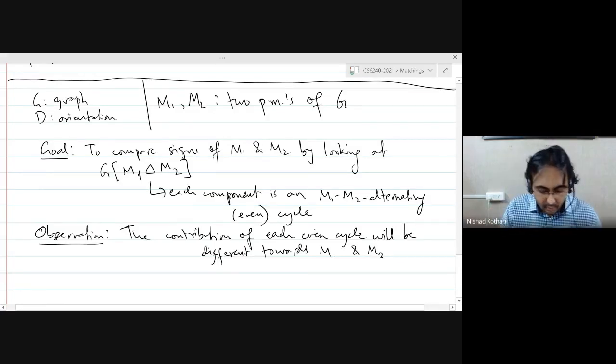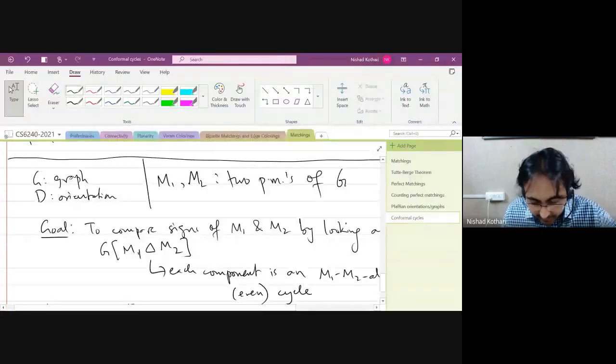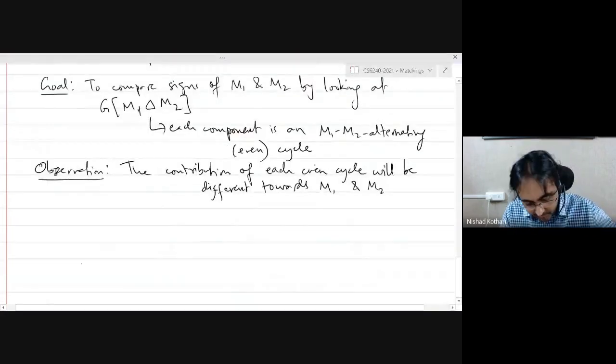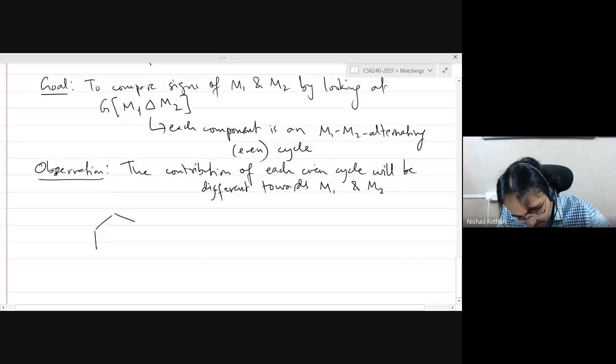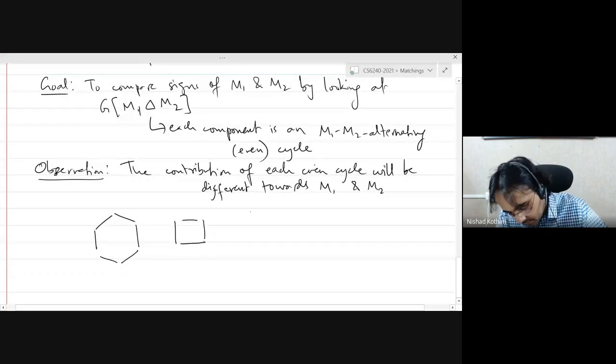Okay, so what would happen if you had an even number of evenly oriented cycles? Supposing I have an example where the symmetric difference of two perfect matchings is, let's say, 3 cycles.